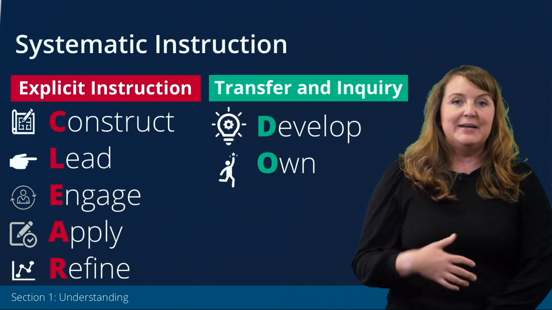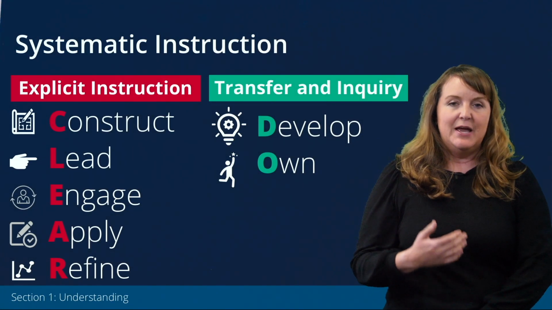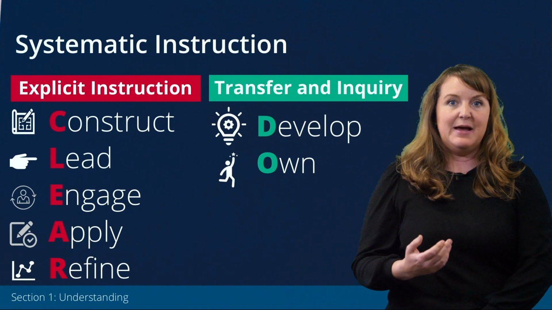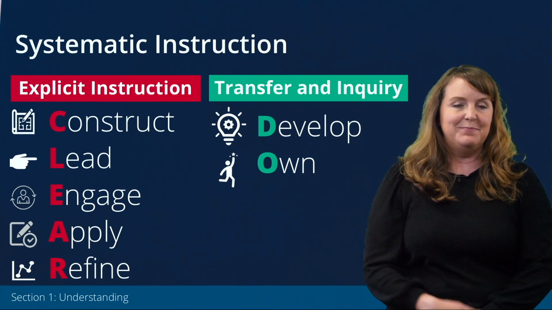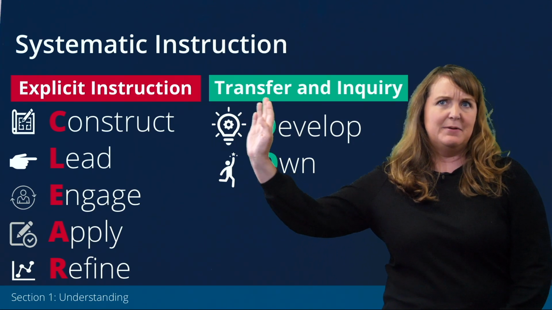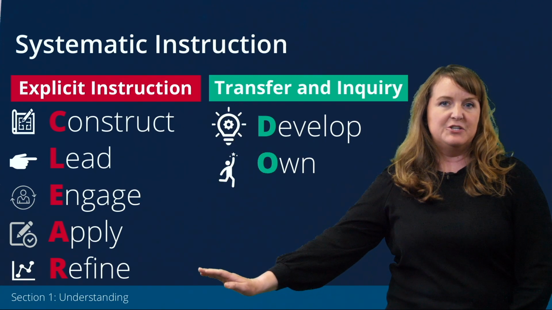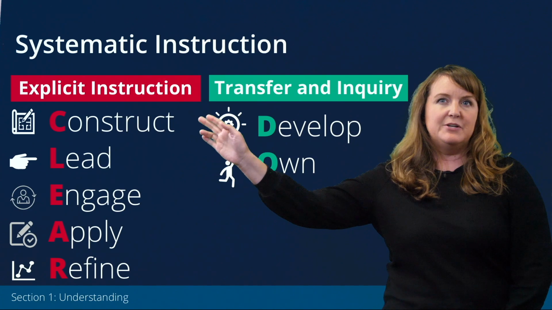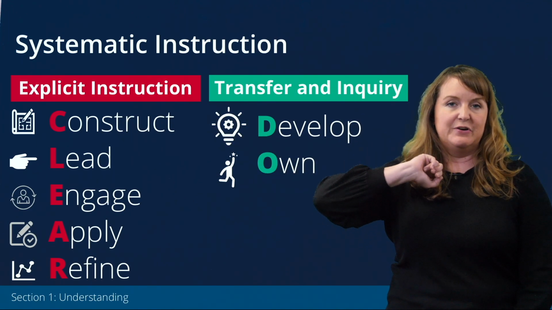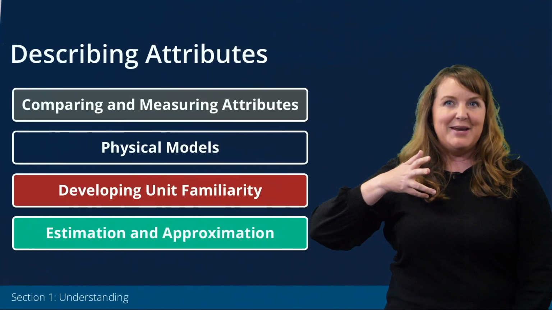We are now going to get into describing attributes, and we are going to be very systematic with our approach to instruction. Being systematic means that we provide very clear, explicit instruction when we're working on foundational content, and we do that so that students can engage in transfer and inquiry. Let's go ahead and get started.